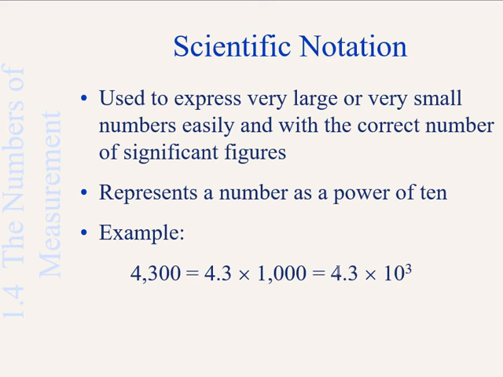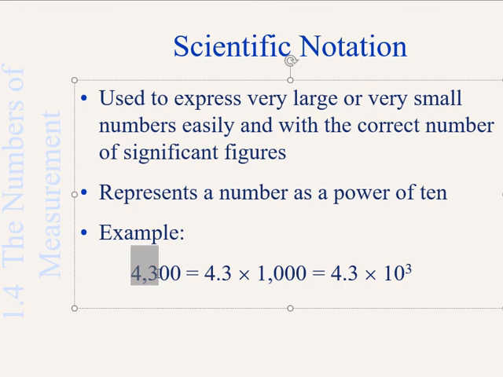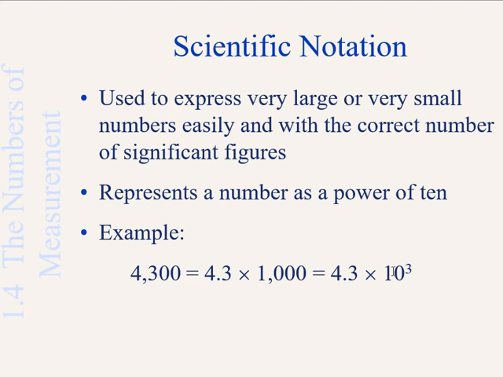The coefficient must be greater than or equal to 1 and less than 10. So it can start with 1 and go all the way to 9.999, as many nines as needed according to the significant figures. And in the coefficient you show all the significant figures. So if these two are the only significant figures, then the number here would be 4.3, and then times 10 to the 3 represents the 1000, because when multiplied together we get the 4300.